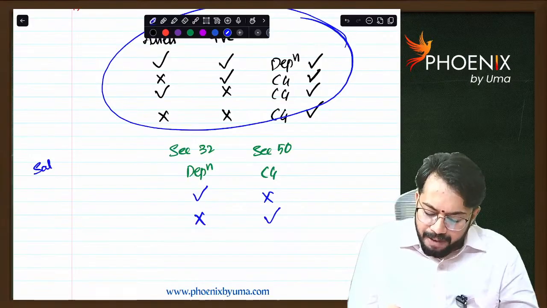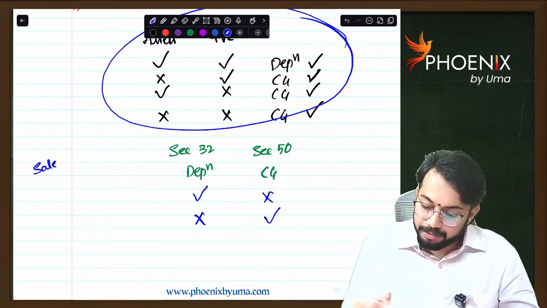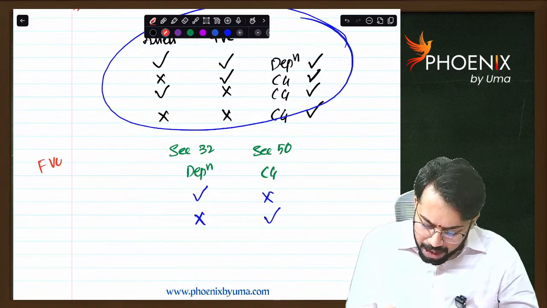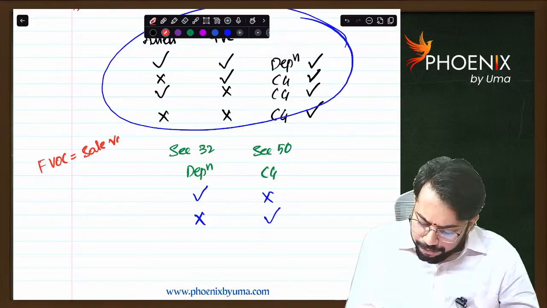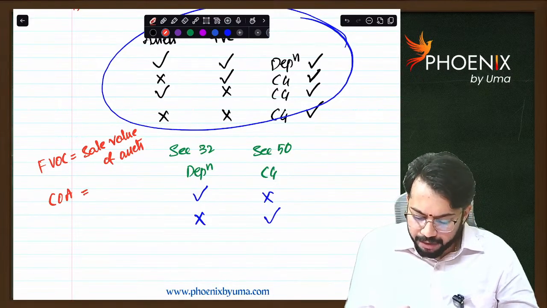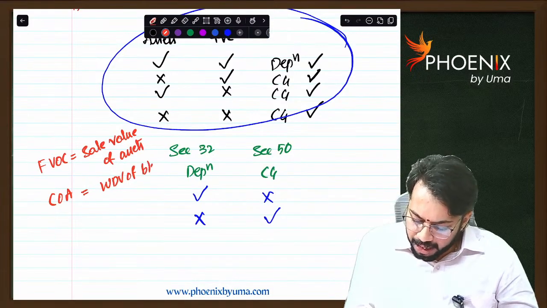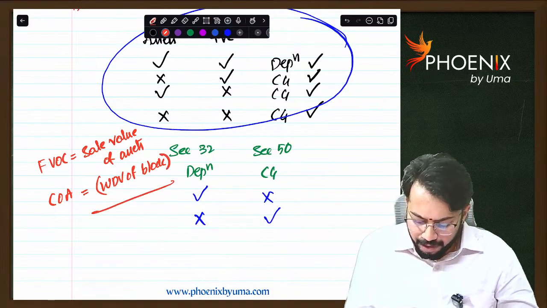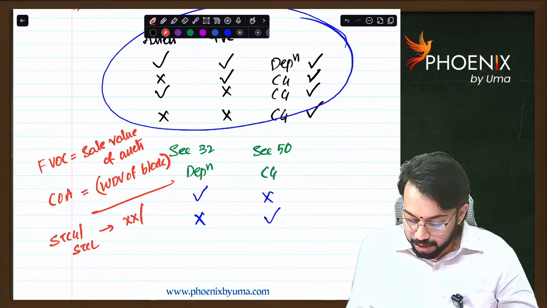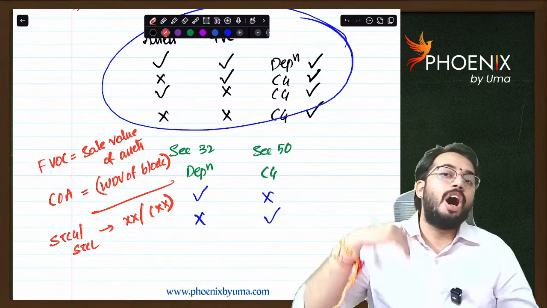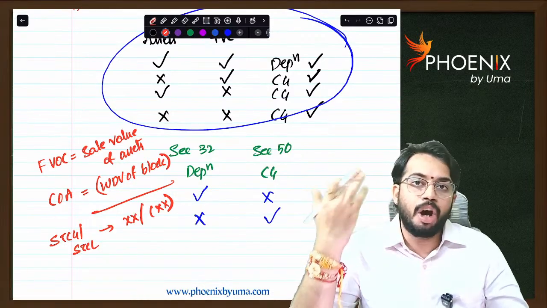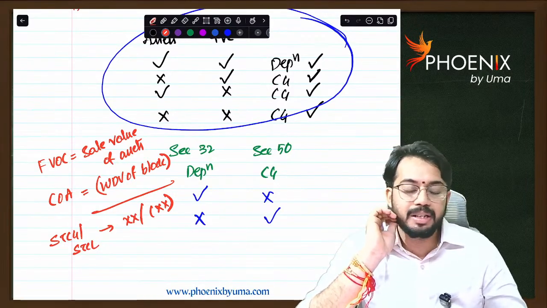What is to be taken as sale value? What is to be taken as full value of consideration? Full value of consideration is equal to sale value of asset. Then what is to be taken as cost of acquisition? Written down value of block will be taken as cost of acquisition. You will reduce written down value, thereby you will get short-term capital gain or short-term capital loss. That means what? Depreciable assets always treated as short-term capital assets. That's why in case of depreciable assets, short-term capital gain or short-term capital loss will arise. Are you able to understand?